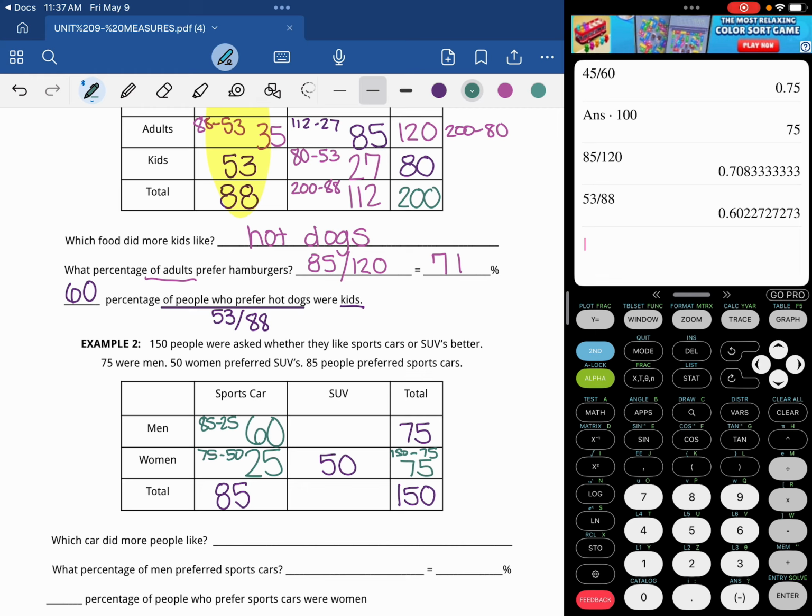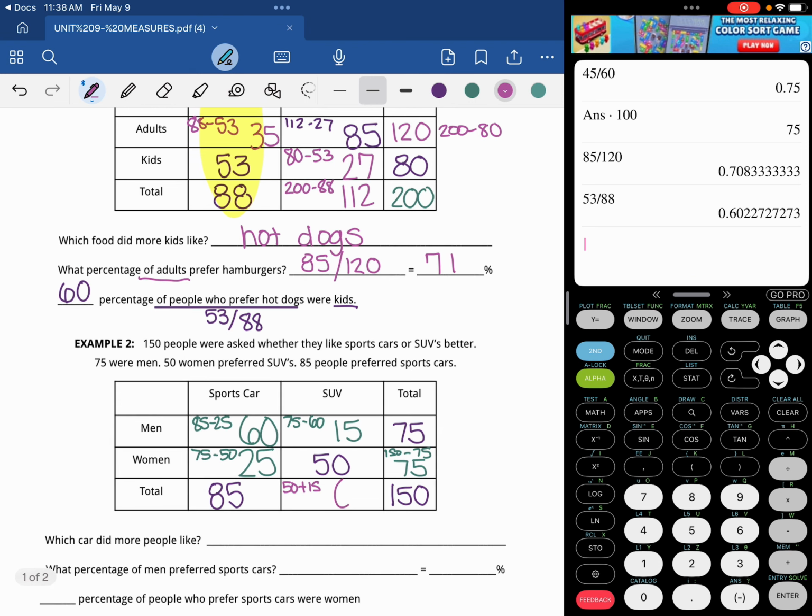And I'm going to pause right there and see if you can finish. Okay, next thing I'm going to do is 75 minus 60 is 15. And I know the two parts for that one and I'm missing the total. So this is actually the first and only time I'm going to have added: 50 plus 15 is 65. And there we have our table.